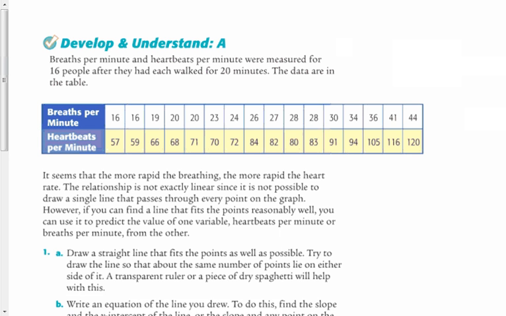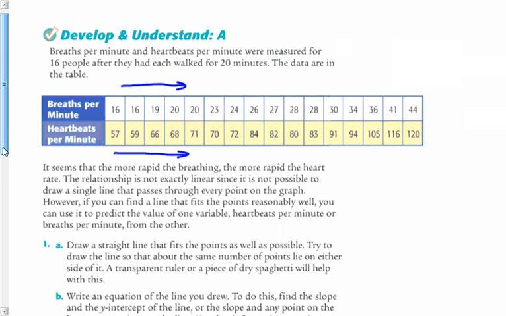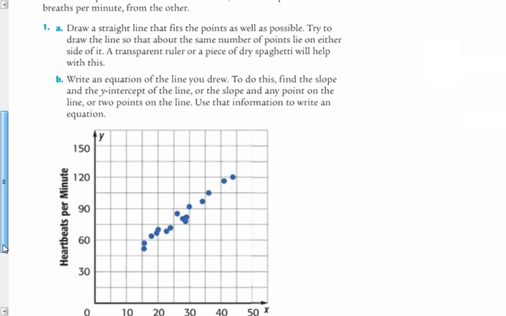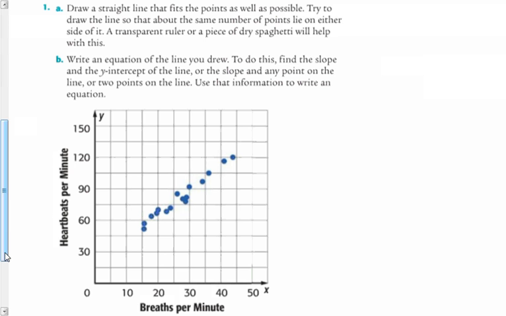So here we have a situation where we have breaths per minute and heartbeats per minute. And if you look closely, you'll notice that as the breaths per minute go up, the heartbeats per minute also go up. And if we were to graph that situation, so all that data, it looks like this. And if you look closely there, it kind of looks like a line. And the line maybe looks about like that.